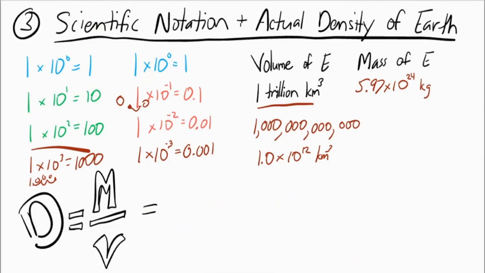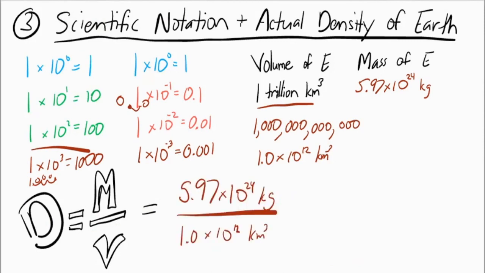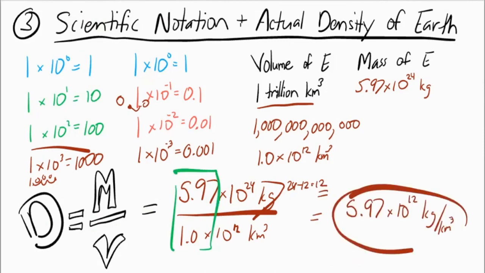And so we can actually calculate the actual density of the Earth. Instead of just using that rough approximation of 5.5 grams per cubic centimeter, we can actually do it in kilograms per cubic kilometer. When you divide by powers of 10, you subtract 24 and 12. We're doing division. 24 minus 12, that's 12. So our answer is going to be 5.97 divided by 1. So that's the actual density of the Earth, using a rough approximation for volume in terms of kilograms per cubic kilometer. Because the Earth is so large, we'll use larger units.